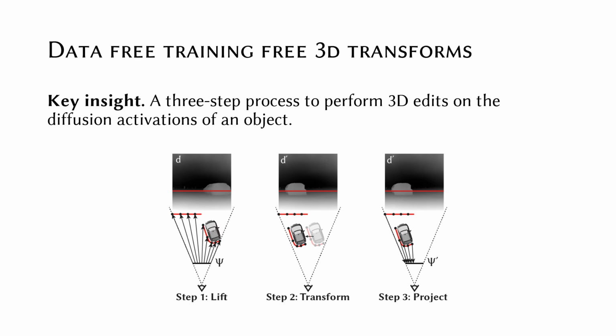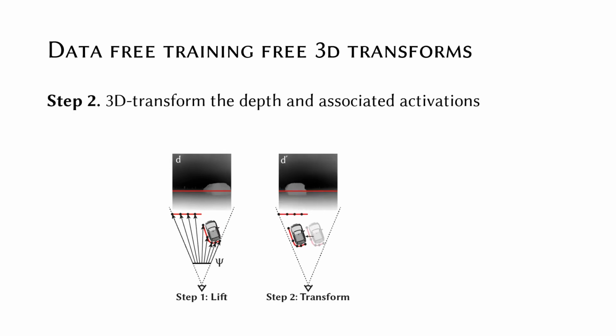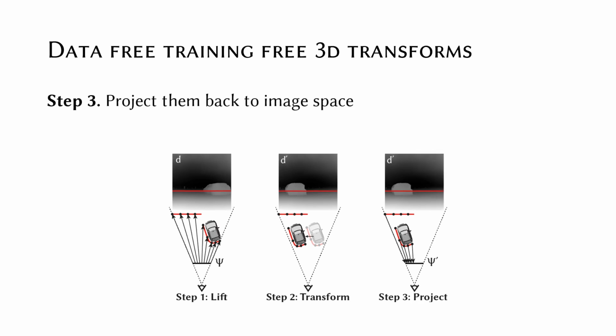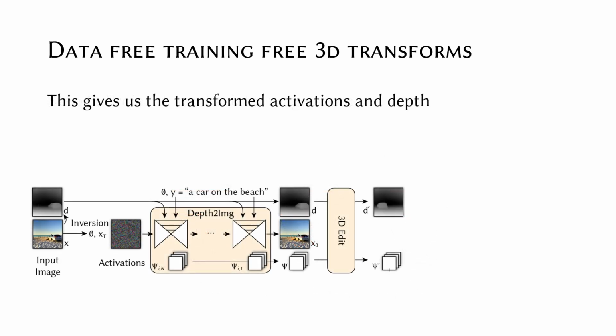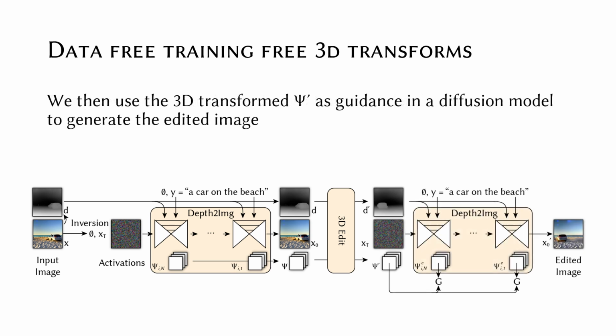We use a three-step process to perform a 3D edit on the diffusion activations for an object. We first lift the activations to a 3D surface using a proxy depth. We then apply the user-supplied 3D transform to the depth and activations in 3D space, and then project them back to image space to retrieve the transformed depth and activations. Editing the depth and activations in this manner, we can use the transformed entities as guidance in a diffusion model to generate the edited image.